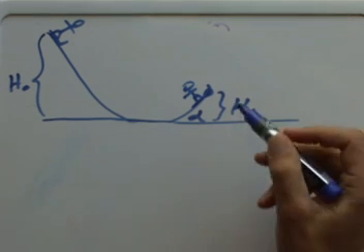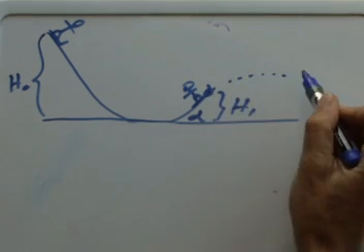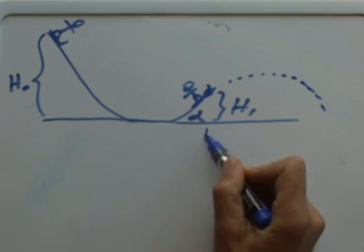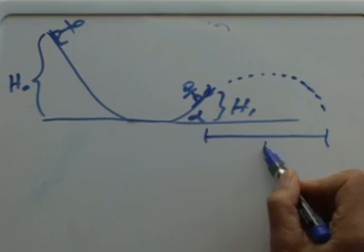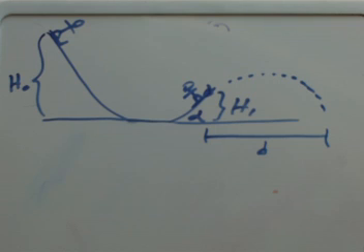What you'd like to know is, when they're launched off of this ramp, how far are they going to sail through the air before they hit the ground again, say some distance delta d, sort of like a ski jump. So it's a pretty classic conservation of energy problem. Let's just get it set up.